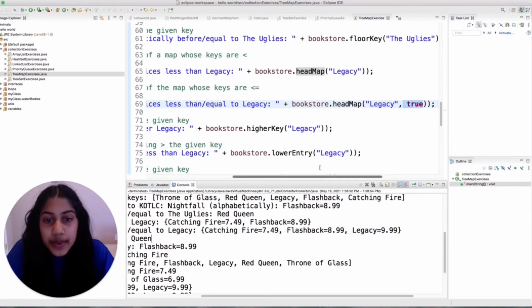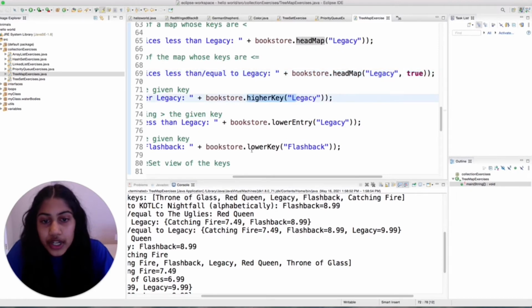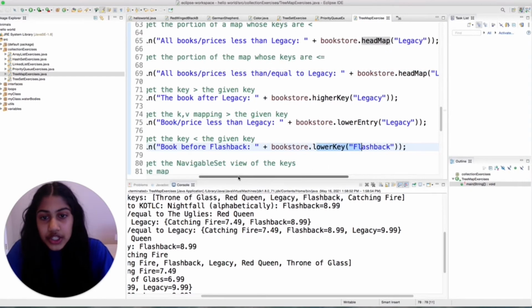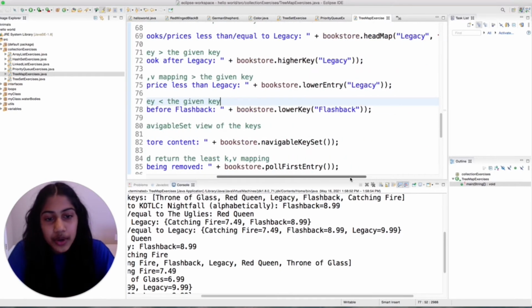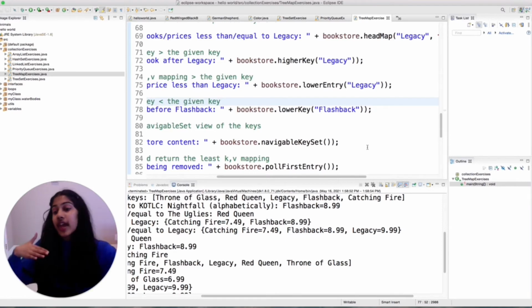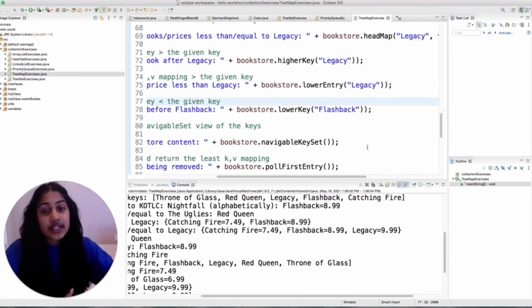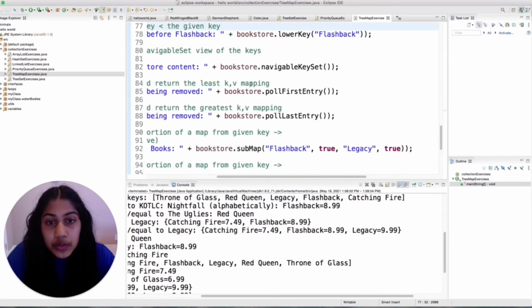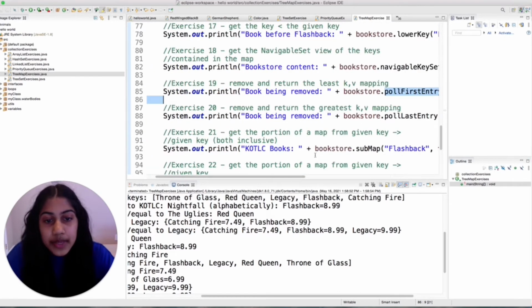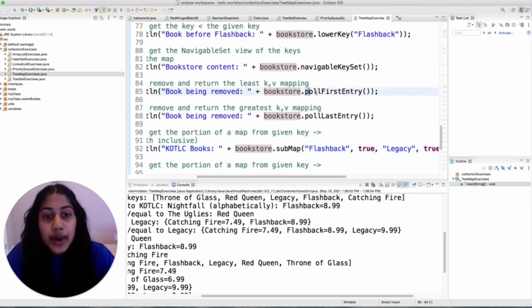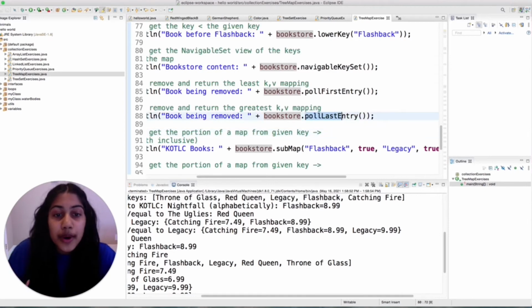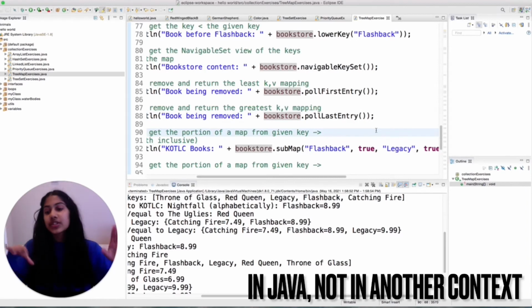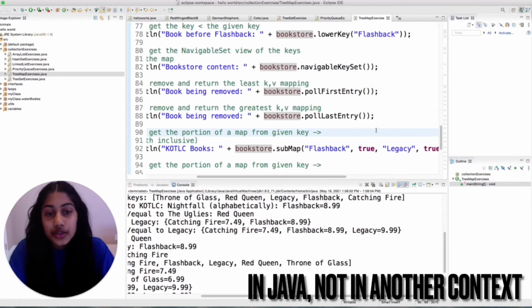And when it talks about higher key or lower key, that means just less than or greater than, not equal to. Higher entry, lower entry, those are just strictly greater than and strictly less than. And also, when we're talking about poll, that basically means removing and returning. So if we're talking about poll first entry, that means we're removing and returning the first entry. And if we're talking about poll last entry, it's removing and returning the last entry. So that's basically just what poll means usually.